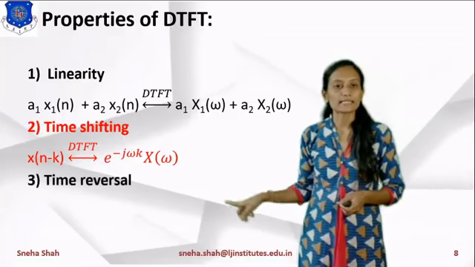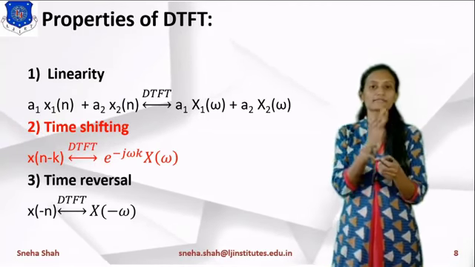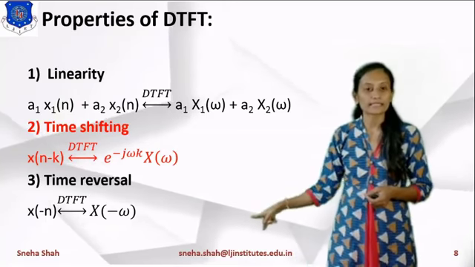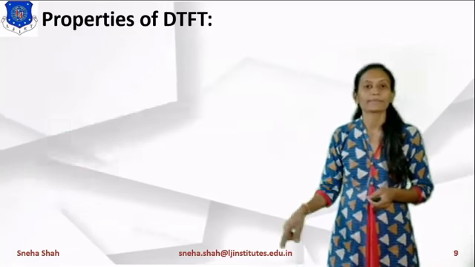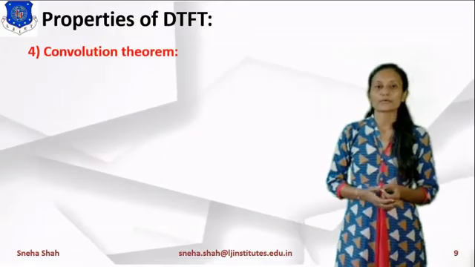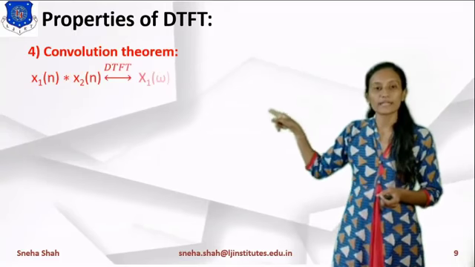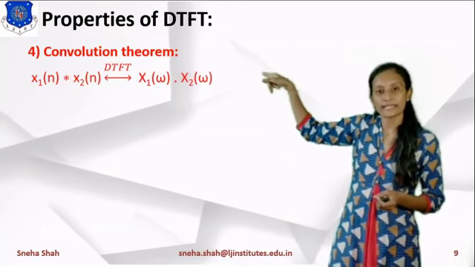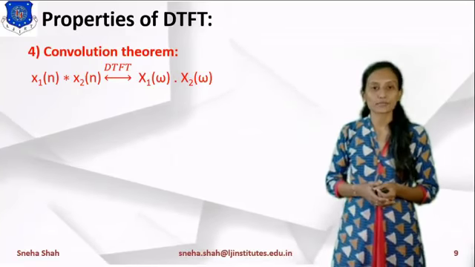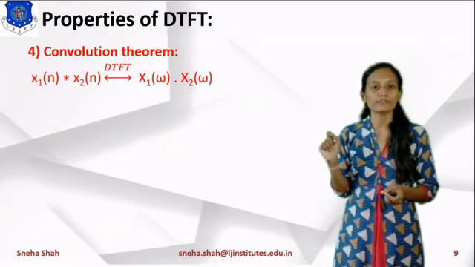Now the next property is the time reversal property. In the time reversal property, reversal means fold. So it will be represented as x of minus n and its DTFT will be represented as x of minus omega. Now the next property is the convolution property, or it is considered the convolution theorem. If we convolve two signals x1 with x2, then the term will be x1 of n convolved with x2 of n, and if we find the DTFT of it, then in the frequency domain it's a multiplication of these two things, right? So multiplication of these two things means x1 of omega into x2 of omega.